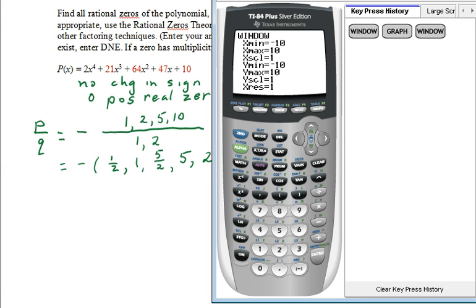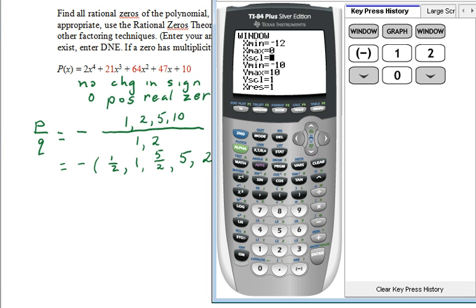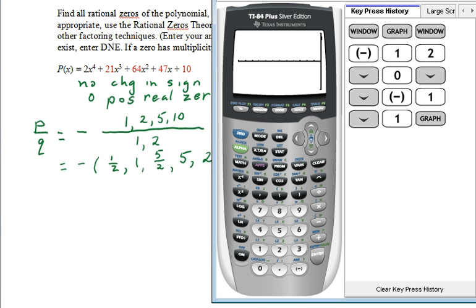So let's use the window screen, and let's go from -12, because we didn't actually see the -10, up to 0 for x min and x max. And let's do -1 and +1 for y min and y max, because it looked like there was a possibility of us having a zero of multiplicity 2, but I'd like to get a closer look at that. So when we graph, that does look like we might have a 0 of multiplicity 2 and 2 other zeros.